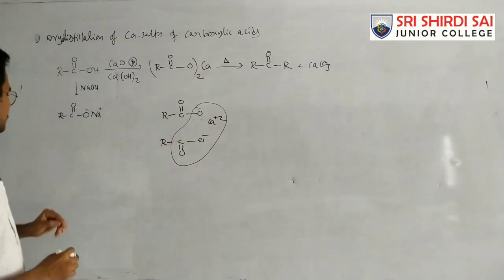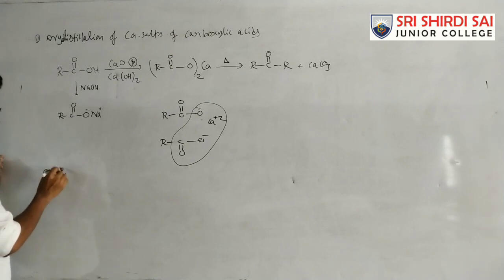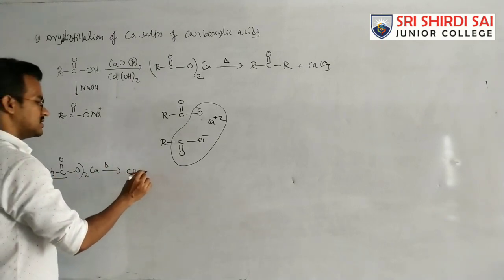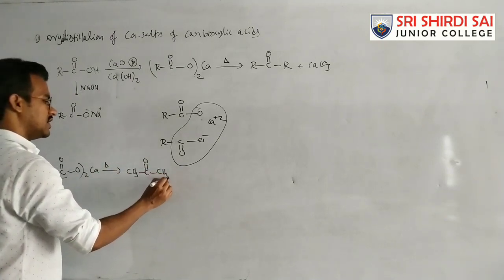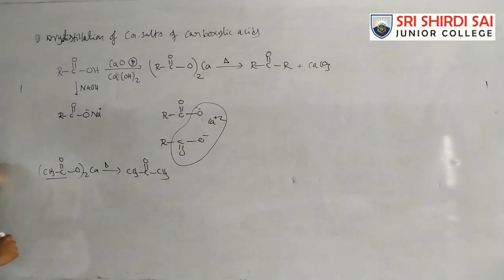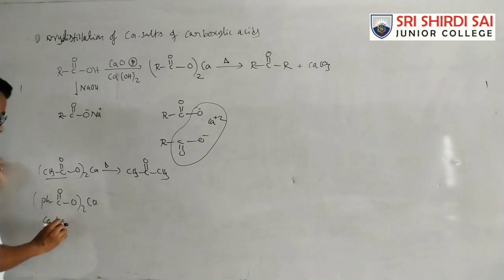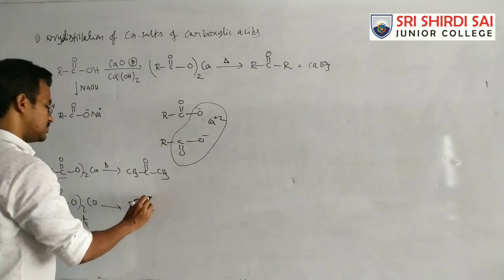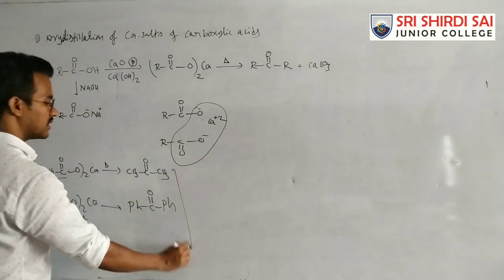That's it. That means here, for suppose CH3 C double bond O twice Ca, this one on heating gives CH3 C double bond O CH3. That's it, calcium acetate. And next, for suppose PhC double bond O twice Ca, this is the calcium benzoate. Calcium benzoate gives benzophenone, PhCOPh, like this.